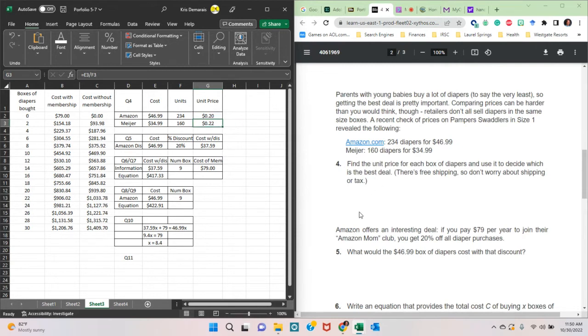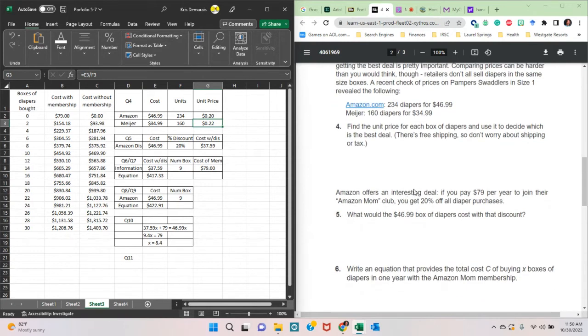Now, question 5 says Amazon offers an interesting deal. If you pay $79 per year to join their Amazon Mom club, whatever, you get 20% off all diaper purchases. So now it says, what would the $46.99 box of diapers cost with that discount? So here's what I put down here for question 5: the cost of the diapers, the percent of the discount, and the cost with the discount. That's what I put for the titles. So then this is coming from this.